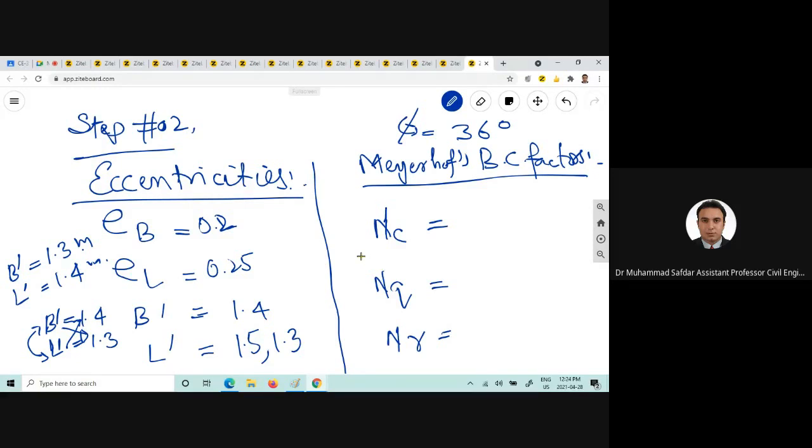ओके, अभी अगर हमारे पास phi 36 डिग्रीज हो, तो Nc, Nq और N gamma को हमने फाइंड करना है, तो हम कैसे फाइंड करेंगे और उसकी वैल्यूज क्या होगी? I need Nc, Nq and N gamma values using Meyerhof's bearing capacity equation. Okay, please.